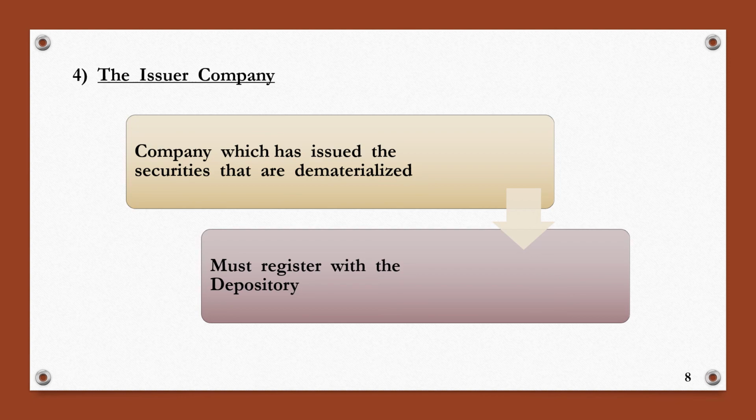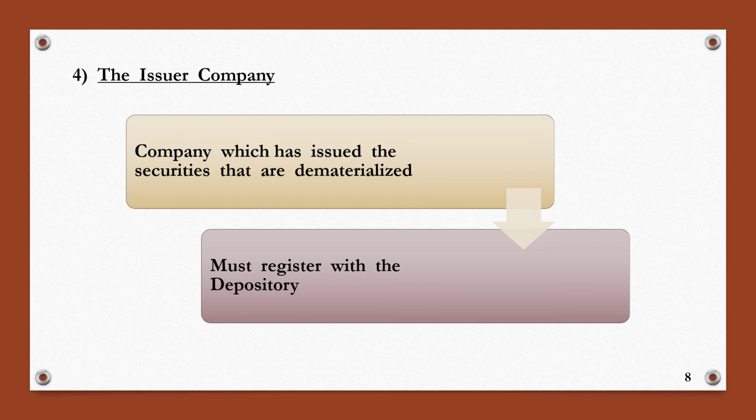The Companies Act 2013 makes it mandatory for each and every issuer company to get itself registered with the depository. Unless and until the registration is done with the depository, it is not possible to issue securities in electronic form, and so it is compulsory that all the companies issuing securities in electronic form have to register themselves with the depository. So dear students, with this we have completed all the four constituents of the depository system.